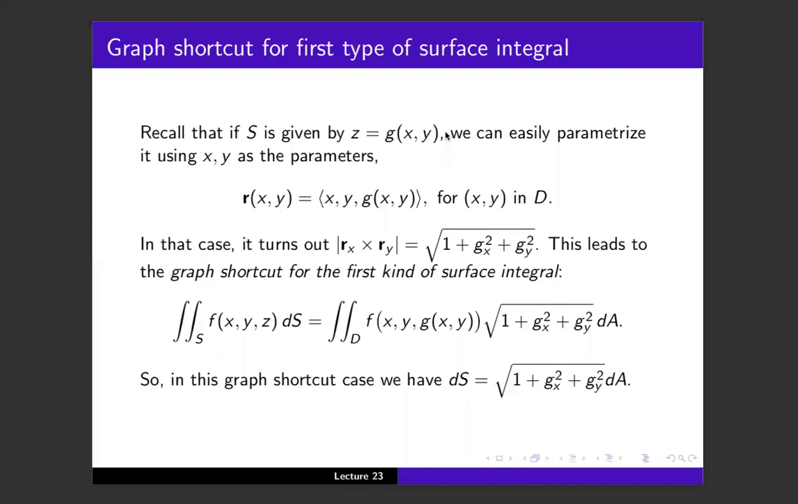Now, every now and then, your surface will actually be a graph. And if it's a graph, we looked at last week how to parameterize surfaces that are graphs. You can either use r(u,v) equals (u, v, g(u,v)), or r(x,y) equals (x, y, g(x,y)). The universe doesn't care whether you're using u and v or x and y. It's the same exact thing either way. But it turns out that the magnitude of the cross product is given by the square root of 1 plus g_x squared plus g_y squared.